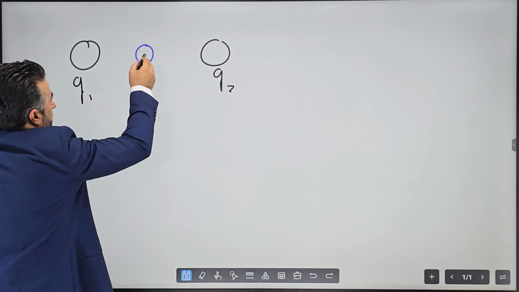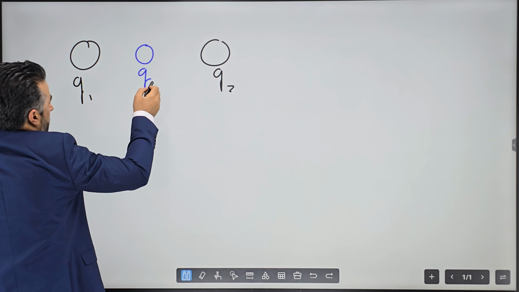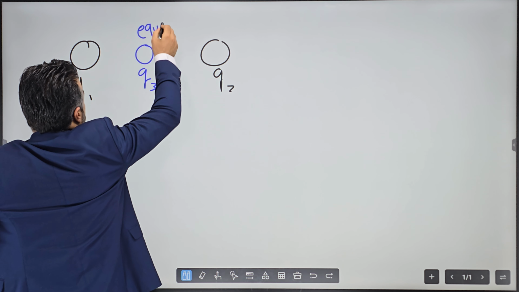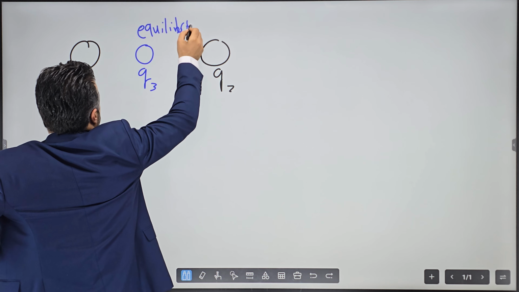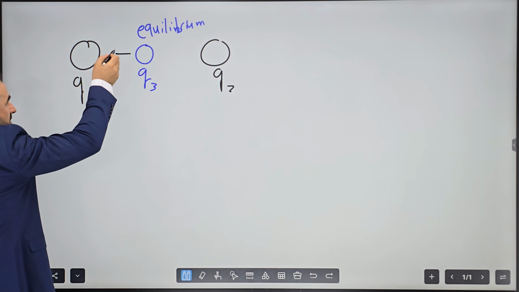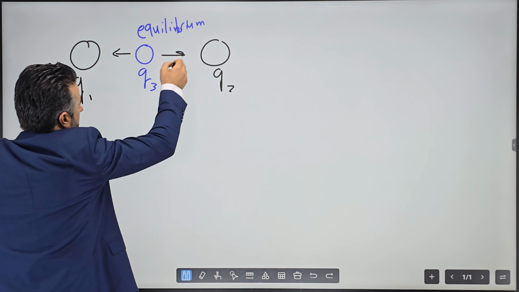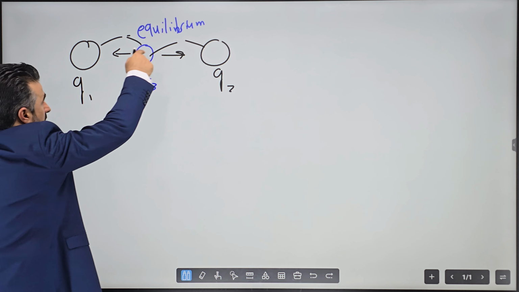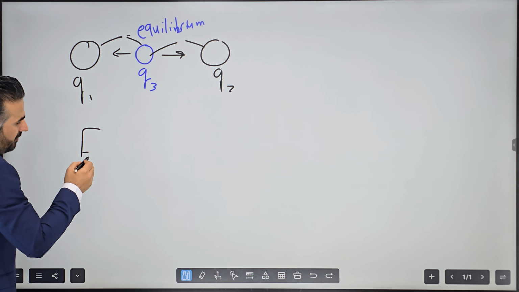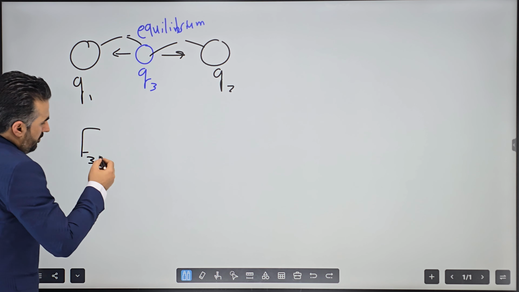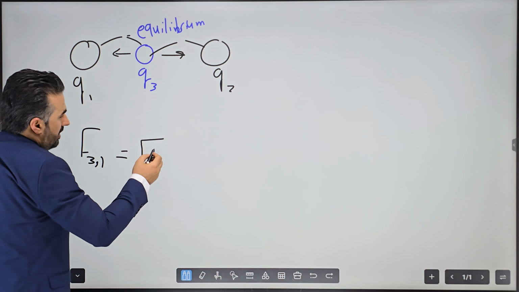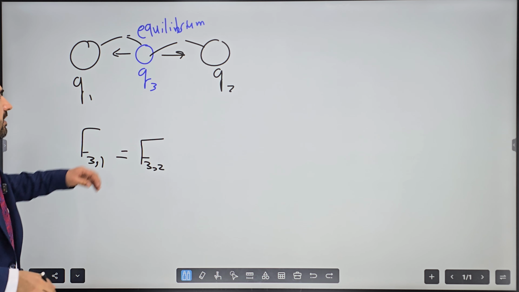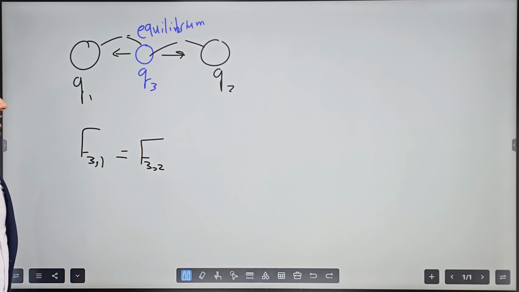So what exactly do you need to do? We can call this one Q3. But this Q3 will be at equilibrium only if the force to the left is equal to the force to the right. There is a force between the two, and there will be a force between the other two as well. So we can say if F31 is equal in magnitude and opposite to the force between 3 and 2, then this charge is going to be at equilibrium.